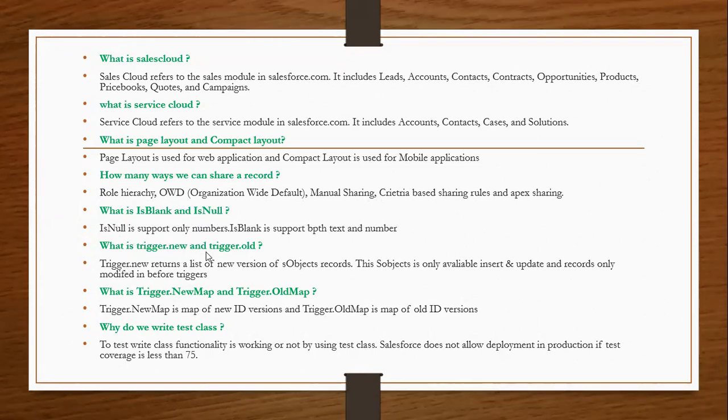Next question: what is Trigger.new and Trigger.old? Trigger.new returns a list of the new versions of the sObject records. This is available only in insert and update triggers, and records can be modified only in before triggers. Next question: what is Trigger.newMap and Trigger.oldMap? Trigger.newMap is a map of IDs to the new versions, and Trigger.oldMap is a map of IDs to the old versions.